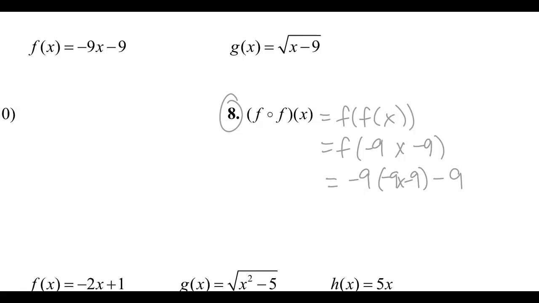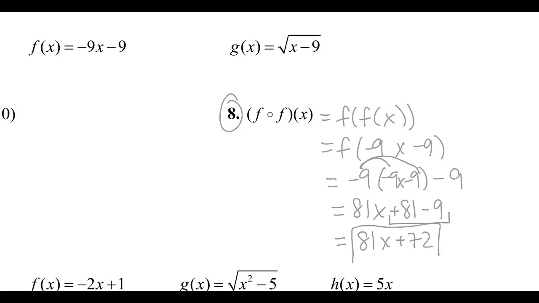And then just like we did on the last page, we're now going to simplify. That's all you're doing, guys. When you have a function that's composed with itself, you're literally going to keep plugging it back into the original equation that you have. So just keep plugging it back in. We're going to make this negative 9 times negative 9 is 81x. Negative 9 times negative 9 again is positive 81. Don't forget that minus 9. And then my last step is to combine my like terms. So 81x plus 72. That's my answer.